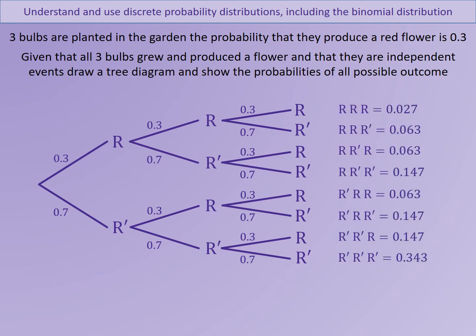And we can then work out the outcomes, so getting 3 red bulbs would be 0.3 times 0.3 times 0.3, and that would give us 0.027 as a probability, and we can work out all of the other probabilities in a similar way.